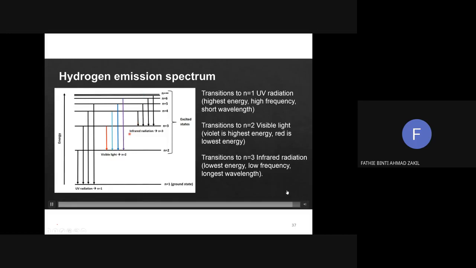That corresponds to infrared radiation. So infrared radiation has the lowest energy of all three emissions, the lowest frequency, and the longest wavelength.